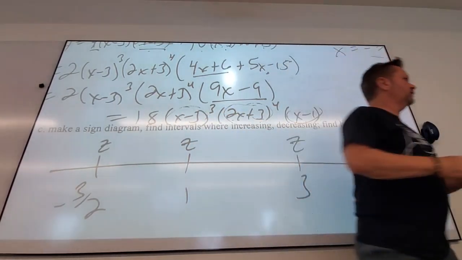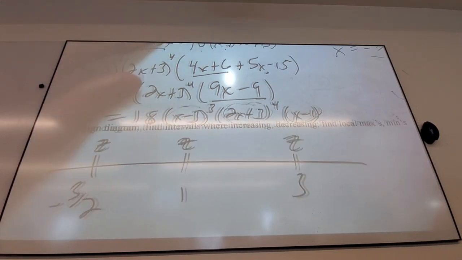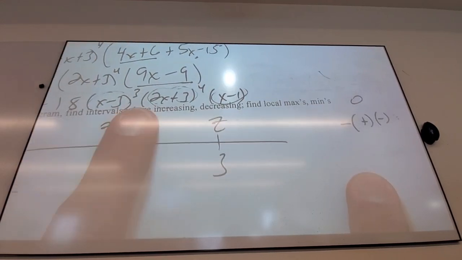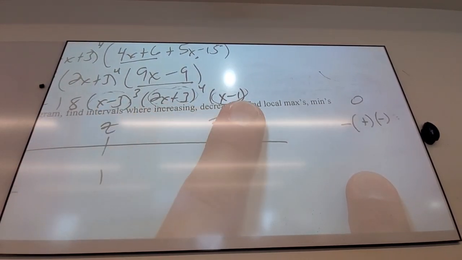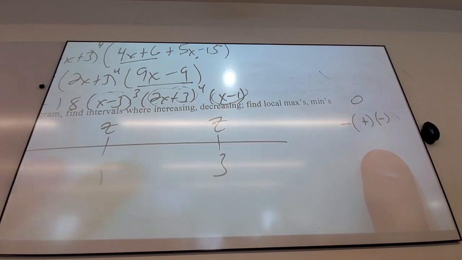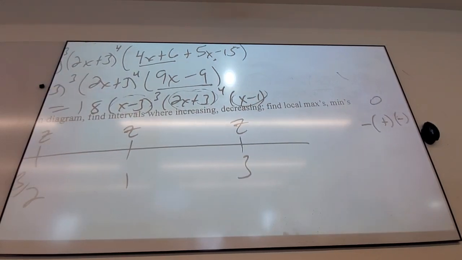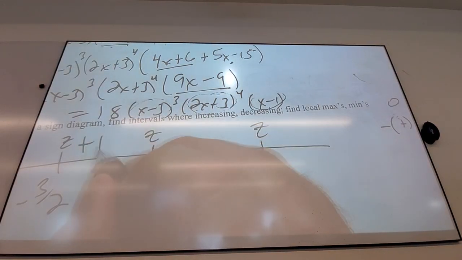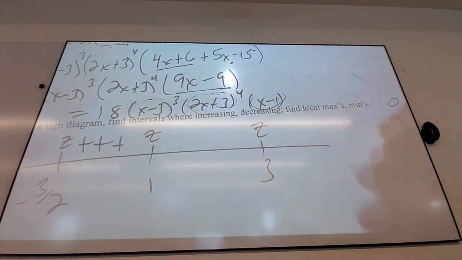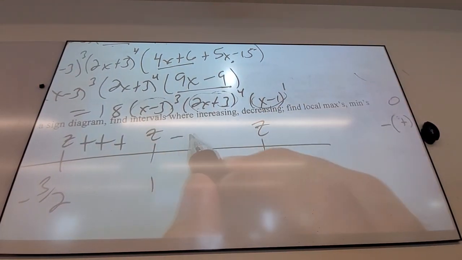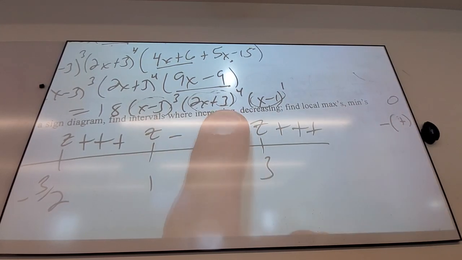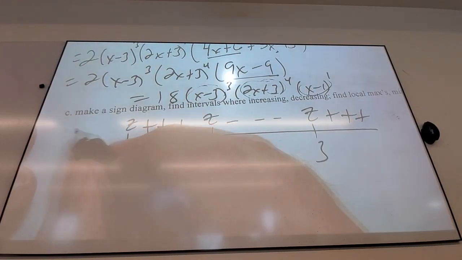So if I put a 0 in, I get negative. In fact, I could do this for myself. If I put a 0 in, I get negative times positive times negative, is that cool? And what's negative times positive times negative? Positive. So it's going to be positive in here. 2 has odd multiplicity, so it's going to change sign. 3 has odd multiplicity, so it's going to change sign. Negative 3 halves has even multiplicity, so it's going to stay the same sign.